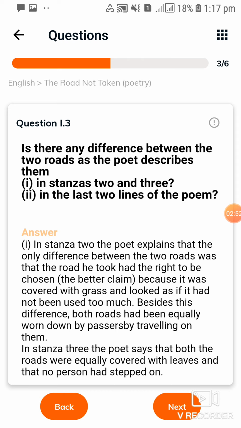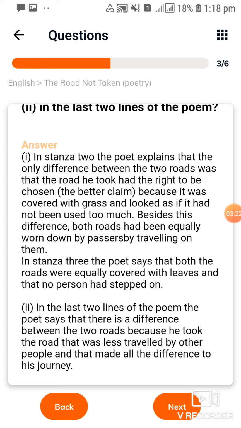Answer is, in stanza 2, the poet explained that the only difference between the two roads was that the road he took had the right to be chosen because it was covered with grass and looked as if it had not been used too much. Besides this difference, both roads had been equally worn down by passersby travelling on them. In stanza 3, the poet says that both roads were equally covered with leaves and that no person had stepped on them.